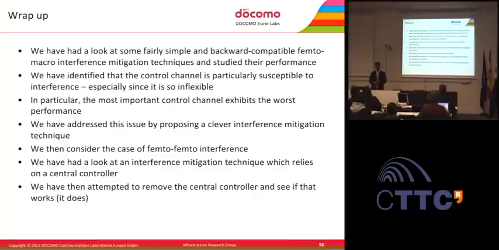Okay, so I just want to wrap up now because I think I'm already out of time. We have looked at some fairly simple and backward compatible femto-macro interference mitigation techniques. We've identified that the control channel is very susceptible to interference. In particular, we identified the most important control channel to be the most susceptible. We addressed this problem by looking at a clever interference mitigation technique. We then considered the case of femto-to-femto interference. We looked at some other interference mitigation techniques which rely on central controllers and which rely on distributed approaches.